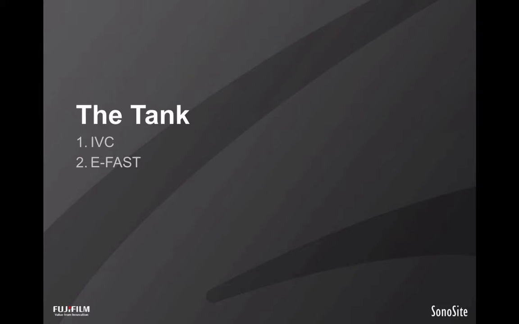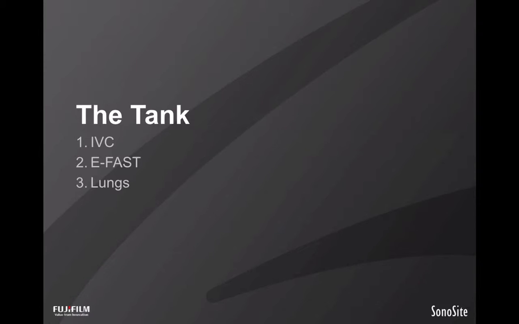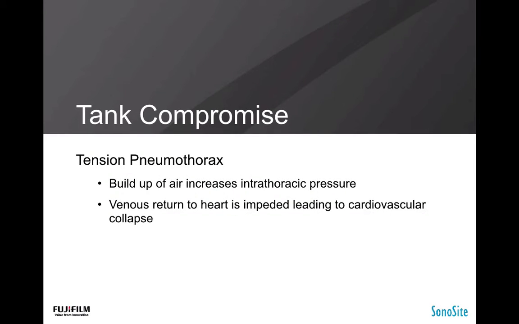To answer the second question, whether the tank is leaky, our FAST exam will help us identify fluid in places that it doesn't belong, including fluid in the chest, fluid in the abdomen, and pulmonary edema. And our last question, whether the tank is being prevented from filling, can be answered by performing a lung exam to evaluate pneumothorax.